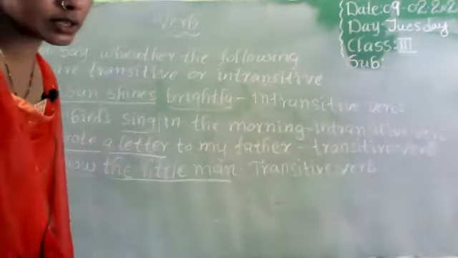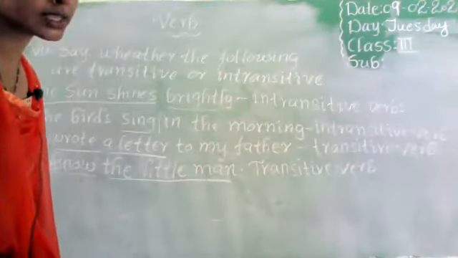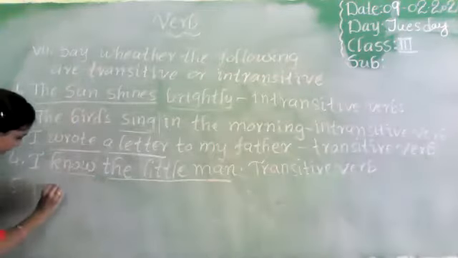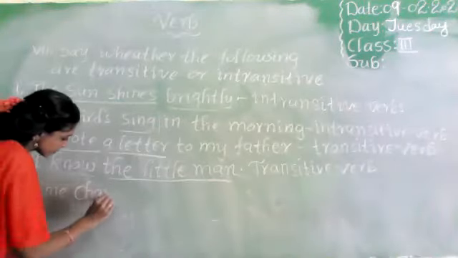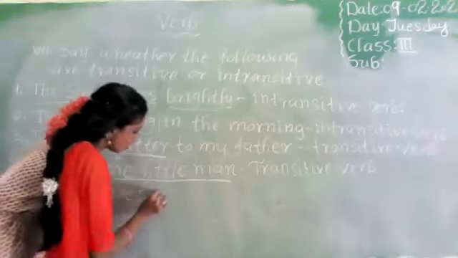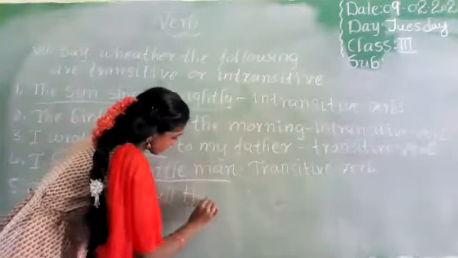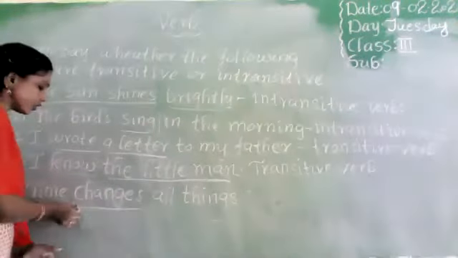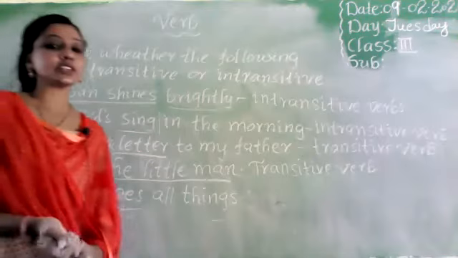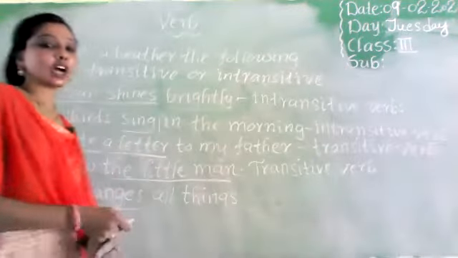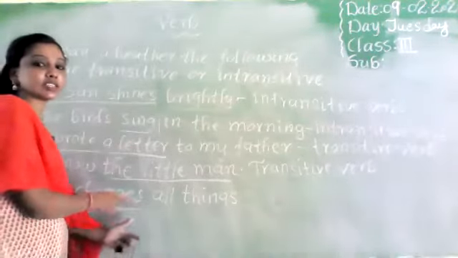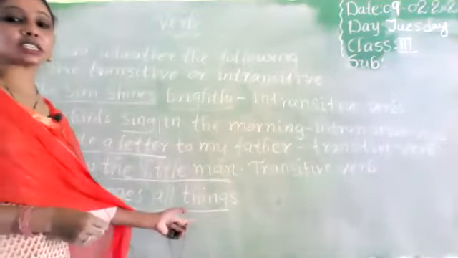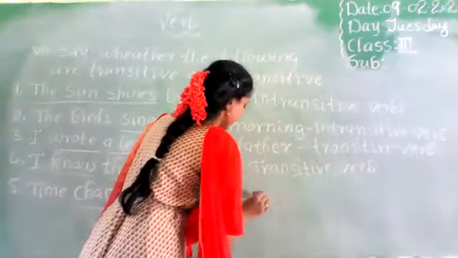Time changes all things. So here changes is the verb. Time changes. What does time change here? Without an object, we can't understand what changes here. So here it needed an object. The verb which needs an object is called a transitive verb.